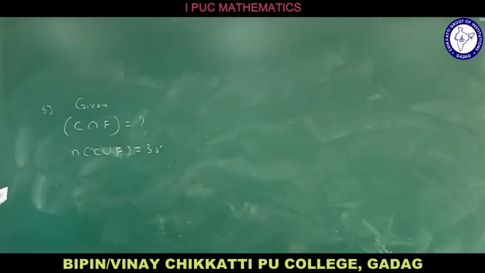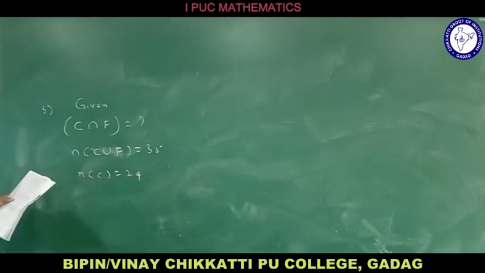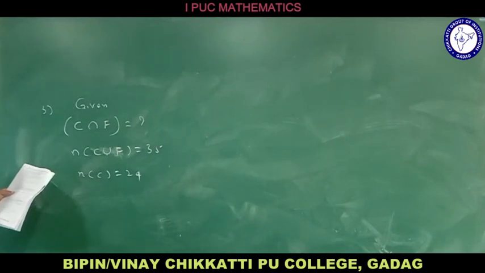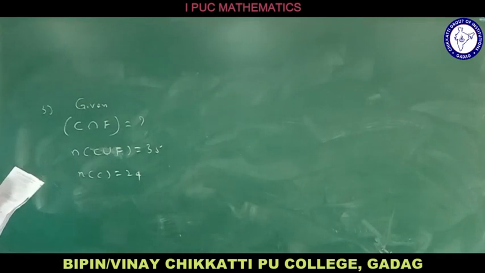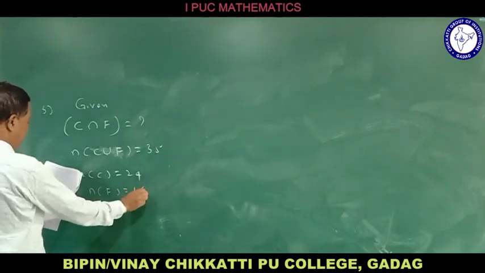But one more condition is always given: each student likes to play at least one of the two games, which means union. And another thing given is that 24 like to play cricket, that is n of C equals 24. And n of F is equal to football, how many? Here you have to see that 24 like to play cricket and 16 like to play football, that is n of F is equal to 16.